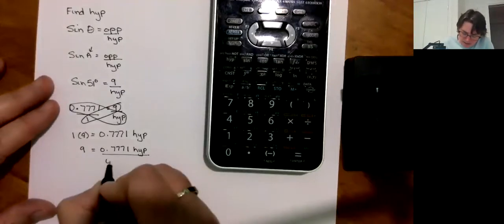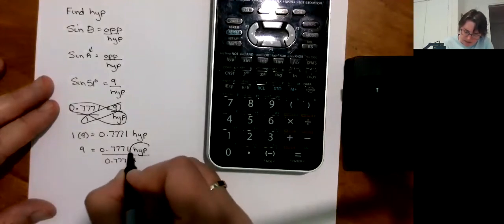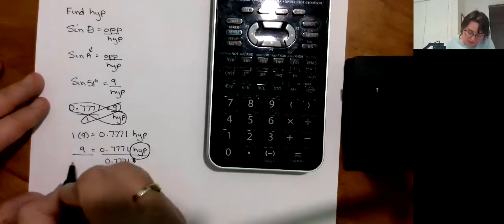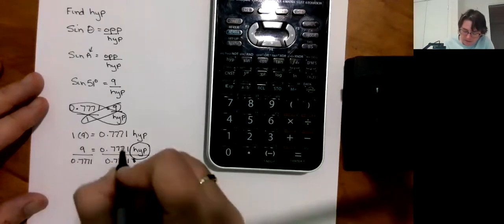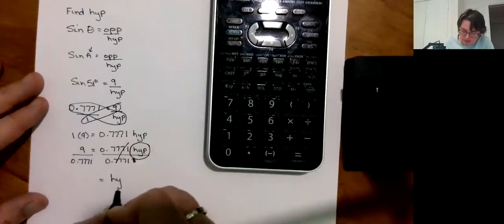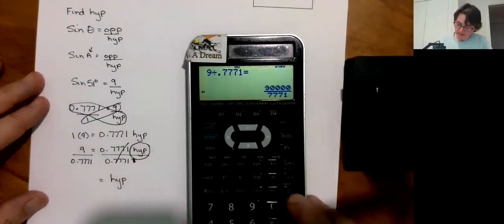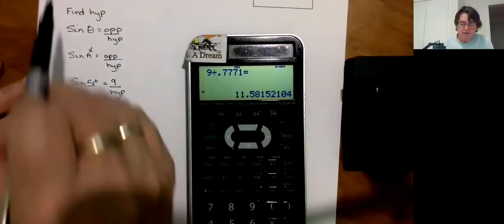Now we're going to divide this side by 0.7771. Oh, not hypotenuse, just that, because hypotenuse is what we're trying to solve for. And the golden rule of equations says, whatever we do to one side, we need to do exactly the same to the other. So this is going to cancel out to 1, which leaves me with hypotenuse. And handy dandy calculator, 9 divided by 0.7771. Oh goodness, look at that. There you go. 11.581.